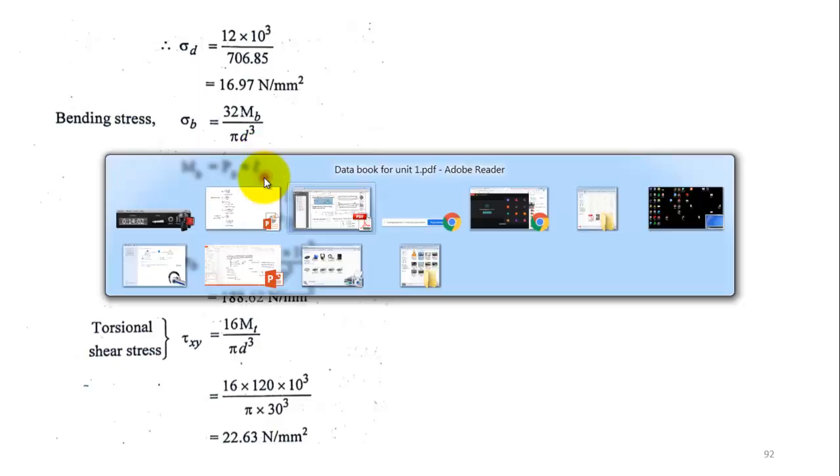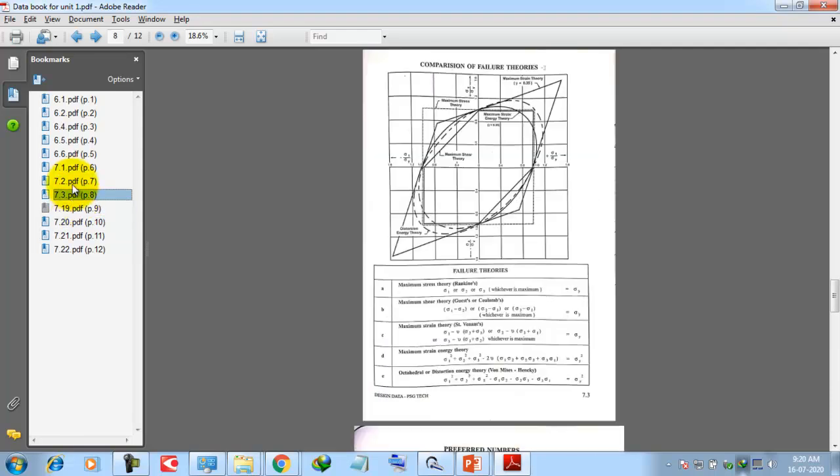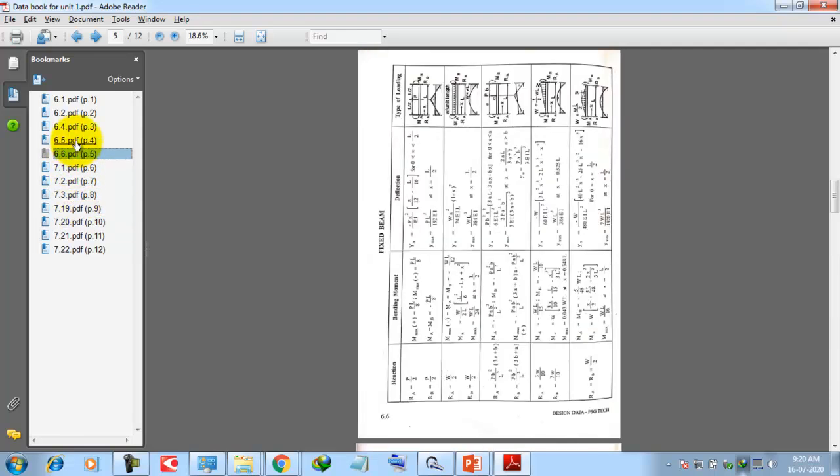This formula, you need not memorize much. Even if you forgot, you can refer to the data book and note it down. For calculation of MB also, it is load into length, perpendicular distance. This formula also you need not memorize. You will be having the formula in this page.